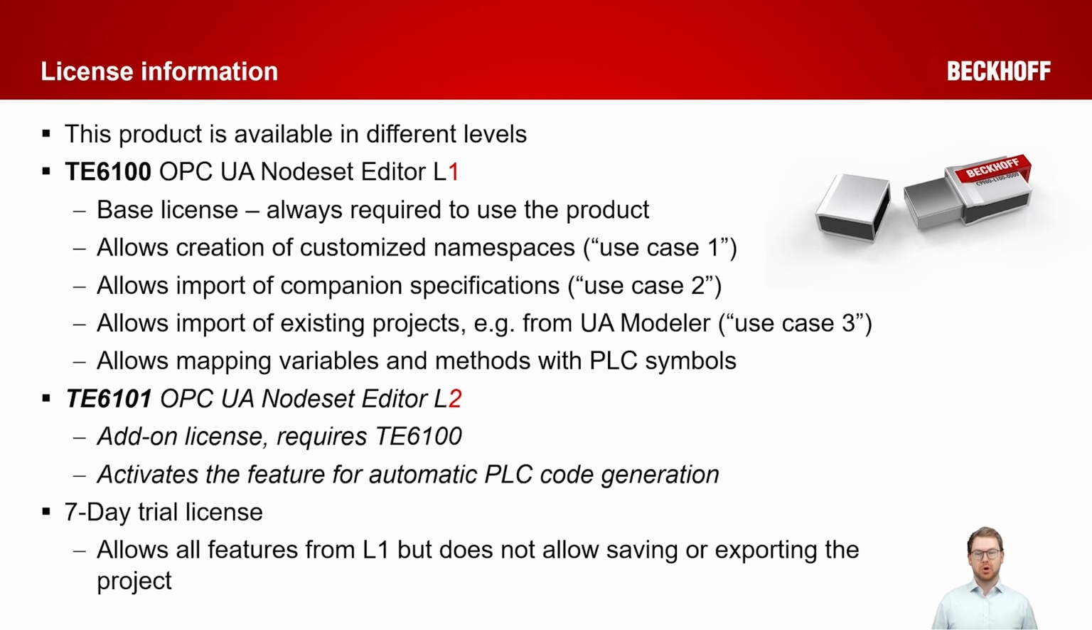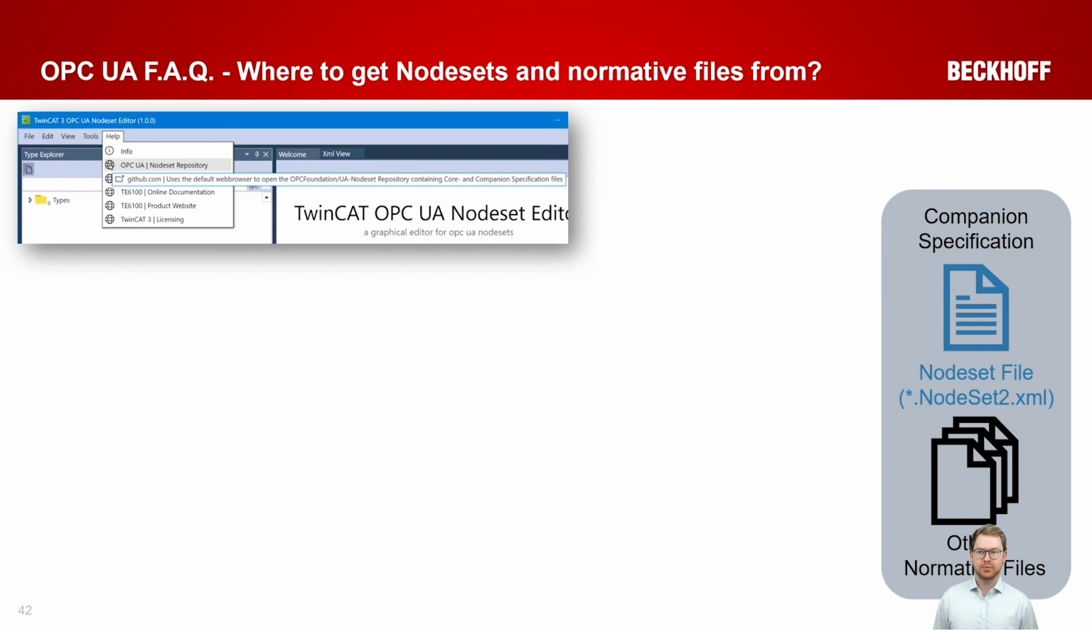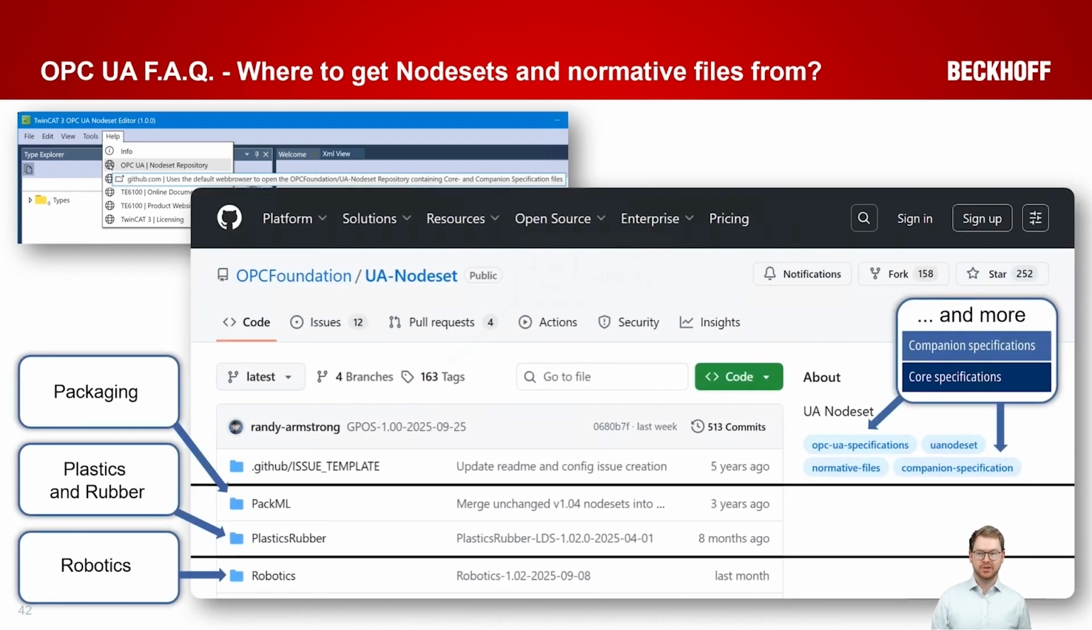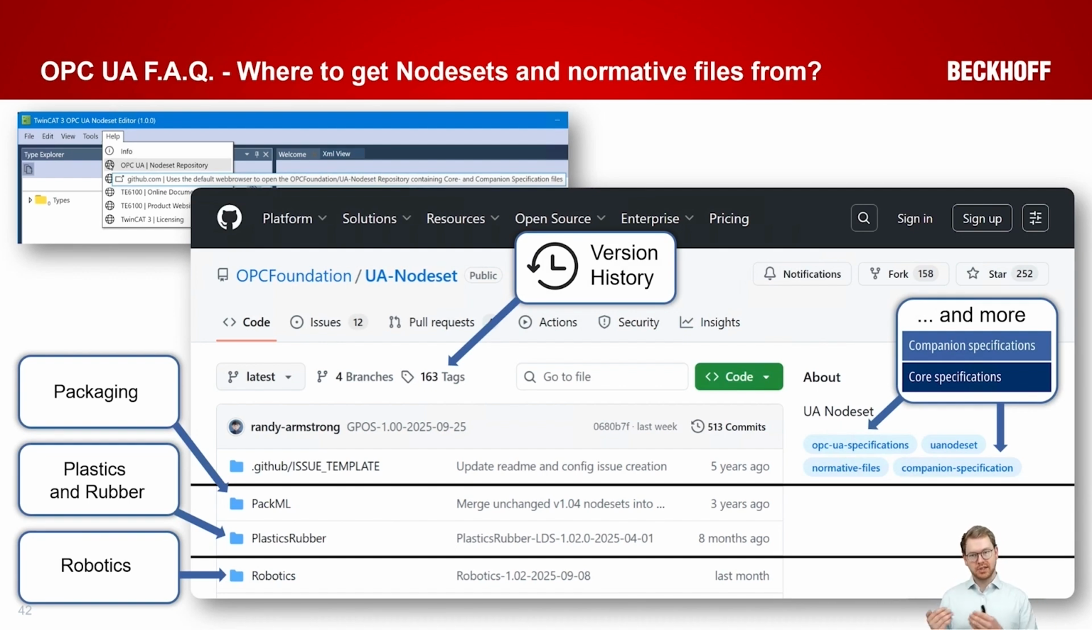So, some OPC UA FAQ at the end. Where do I actually get node sets and normative files from? Well, the editor helps you with that. It has a help window under which you can find the OPC UA Nodeset repository. And when you click on that, it will open the GitHub page and show you where to download, for example, PackML for packaging, including all the companion specifications and core specifications version history, should you require a specific version.